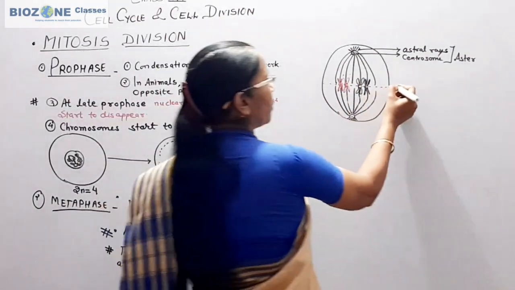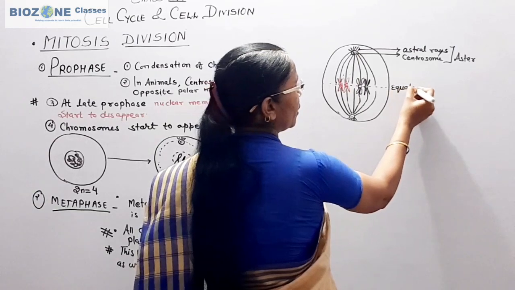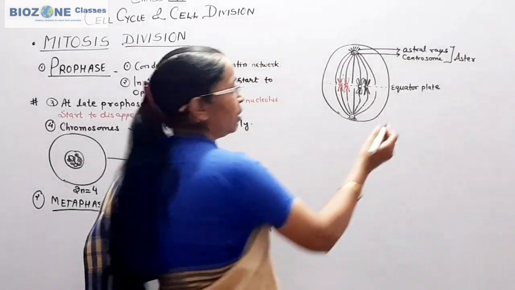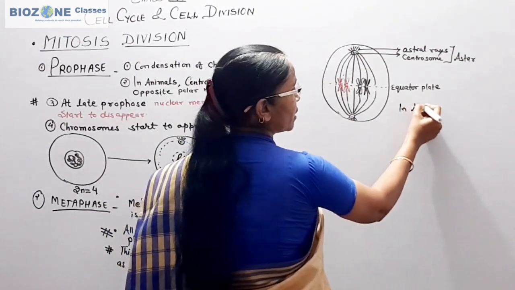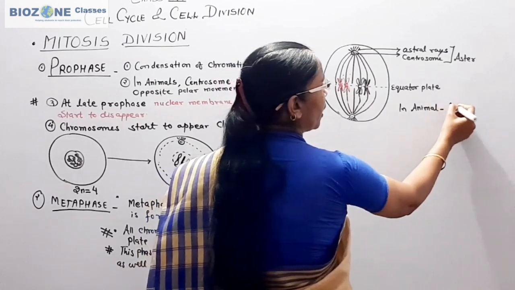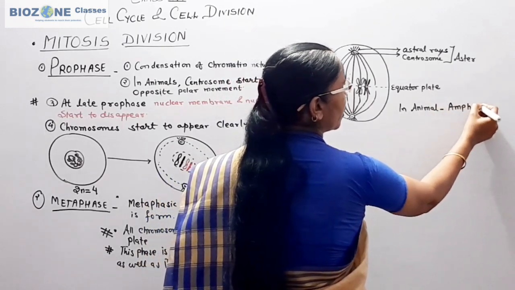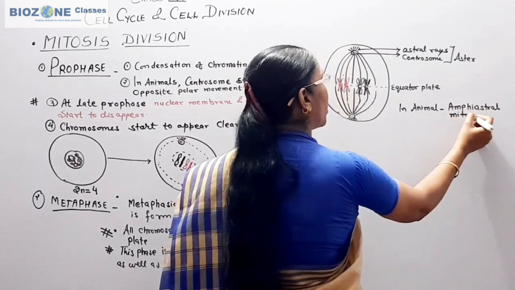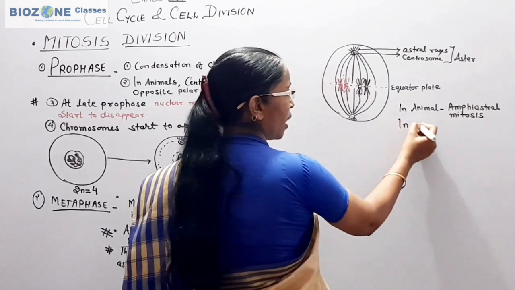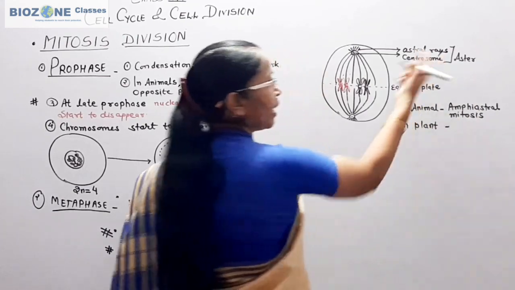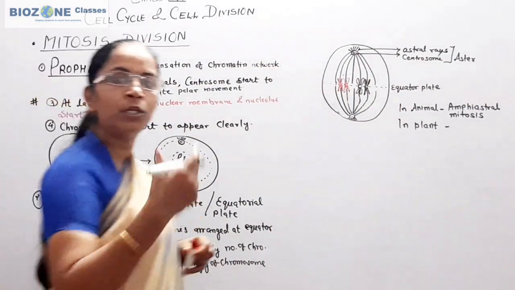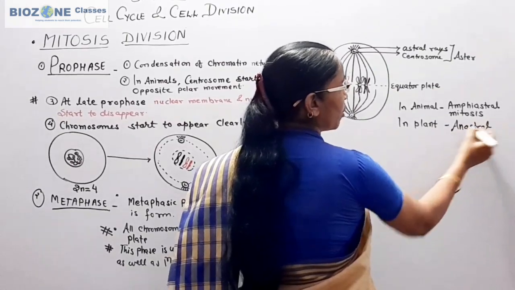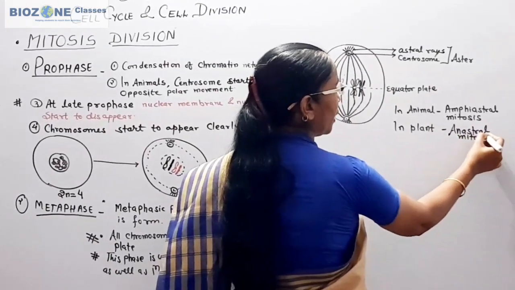This plate is exactly formed in the center, so it is called the equator plate, and two asters are formed in animal cells. That's why in animal cells amphiastral mitosis is there. Amphiastral means two asters are formed. That's why it is called amphiastral mitosis. In plants, the centrosome is absent. That's why aster formation is completely absent. So because of that in plants we say anastral mitosis. So anastral mitosis is present in plants.